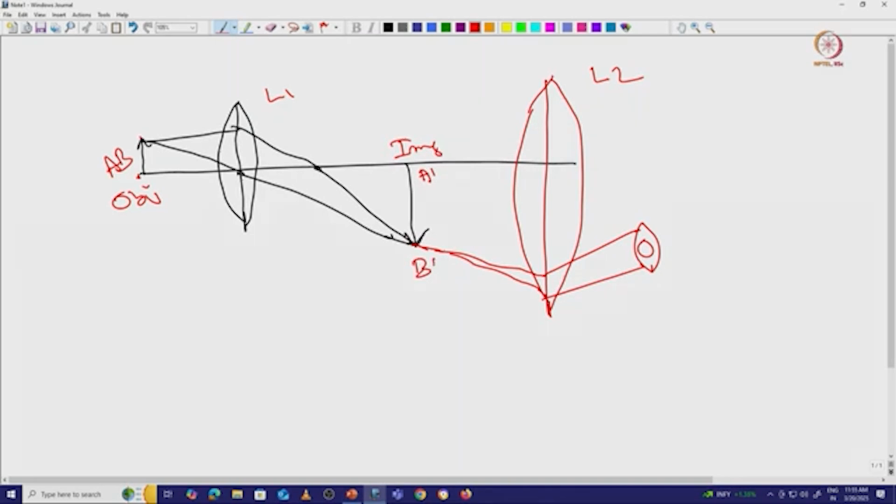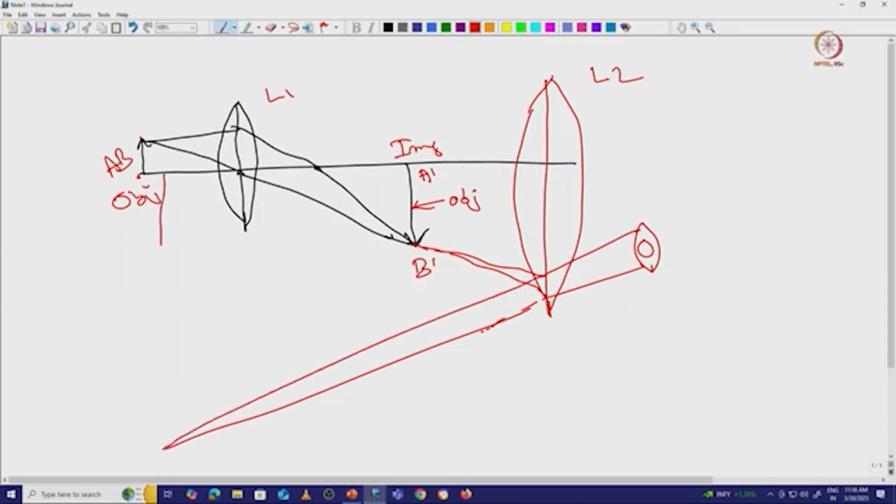But now for this particular lens, this is working as an object. When we are considering that red lens, this is working as an object here, and that is forming an image somewhere. If we do this diagram here, you can see that it is forming a much magnified image here. So for the second lens, this is working as an object and this is giving us an image. In this particular case we can call it A double prime, B double prime.